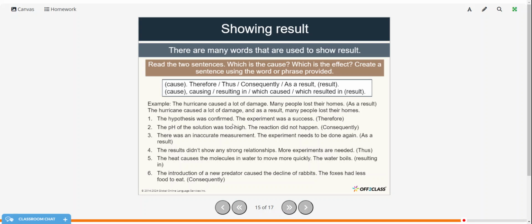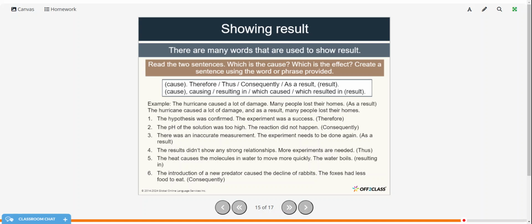Right? The hypothesis was confirmed. The experiment was a success. The hypothesis was confirmed. Therefore, the experiment was a success. The pH of the solution was too high. The reaction did not happen. The pH of the solution was too high. Consequently, the reaction did not happen.